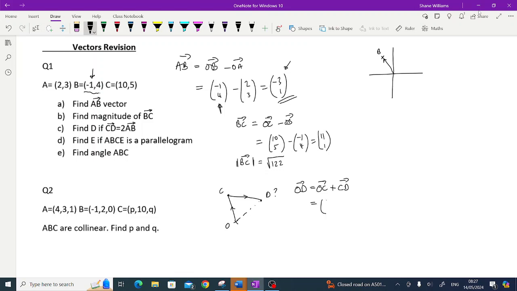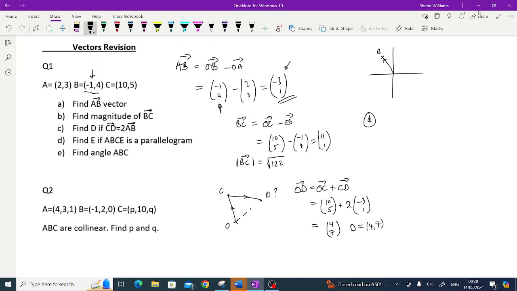O to C we know is 10, 5, and C to D, we know that's two lots of A to B, which we've already worked out earlier on. So we get 10 plus minus 6, and 5 plus 2. So that's O to D, but it did ask me where D was, so I guess I should give it as a coordinate. It might say find the coordinates of D, or it might say find the position vector of D, and you need to pick the right one as your answer.